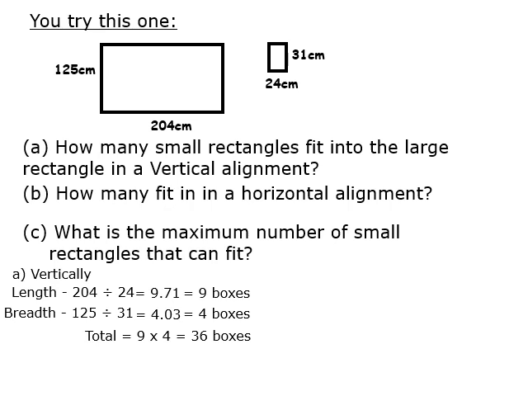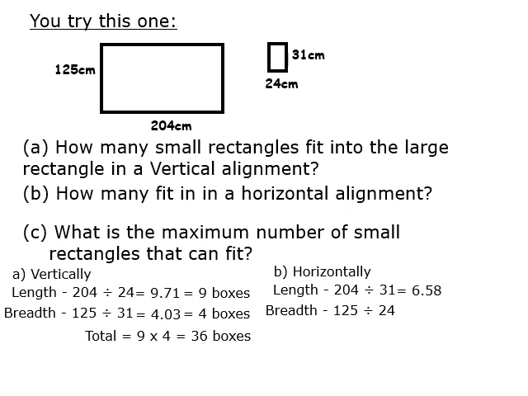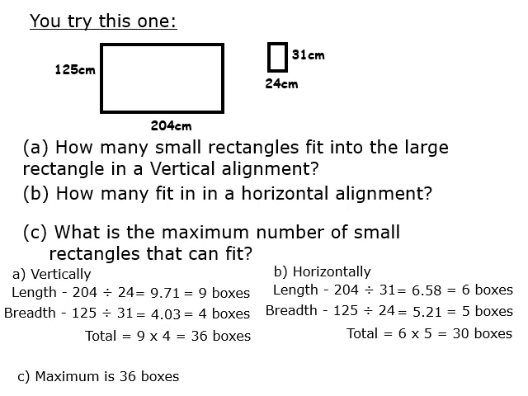So let's flip the wee box on its side, so horizontally, and now we're doing 204 divided by 31, which gives me 6.58, so that's 6 boxes. And 125 divided by 24 is 5.21, so that's 5 boxes. And multiply those together and we get 30 boxes. So the best alignment is vertical, and it's 36 boxes, the maximum.